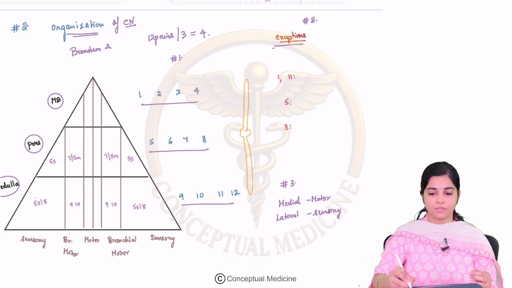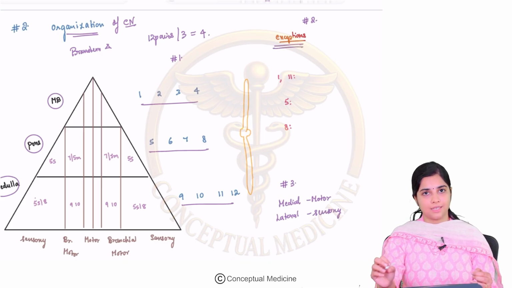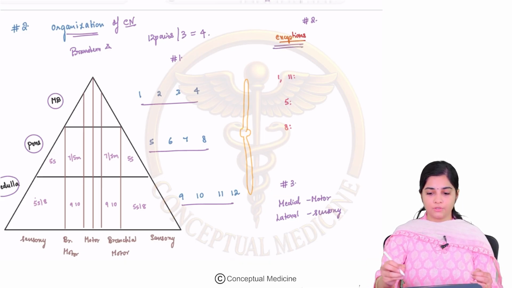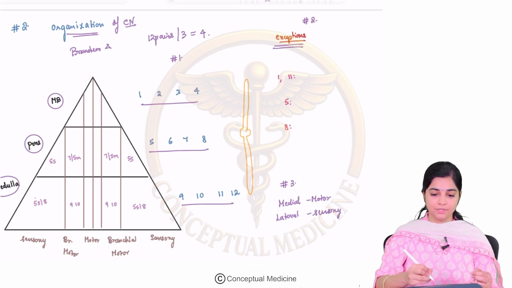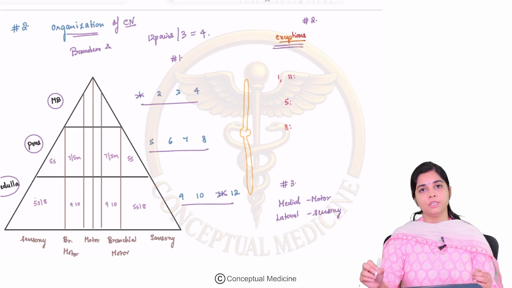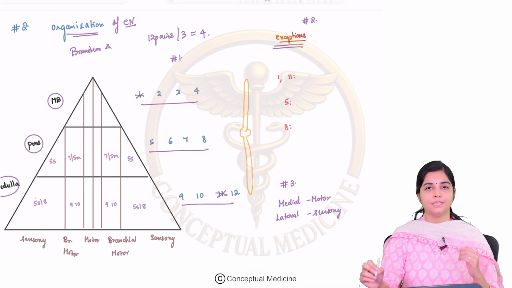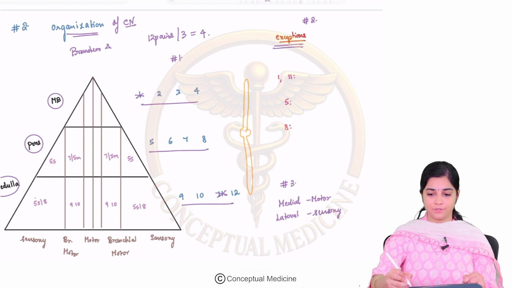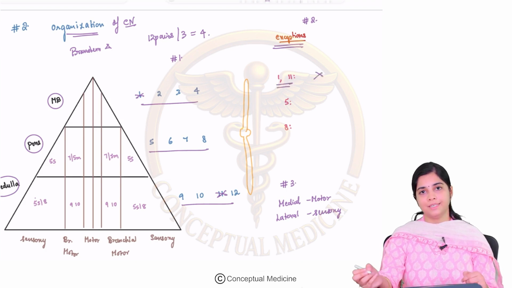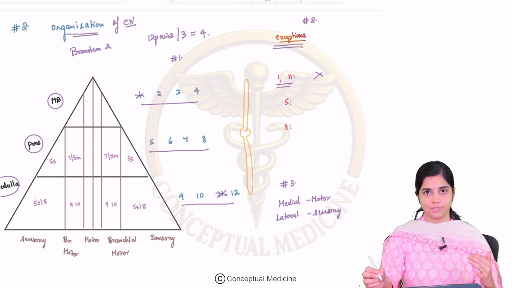So it's very important that we remember the exceptions to this rule. Cranial nerves 1 and 11, just cross them out, because they do not relay onto the brainstem. That is your first exception. We had put them there for representation purposes and for understanding and remembering purposes, but they do not relay onto the brainstem.